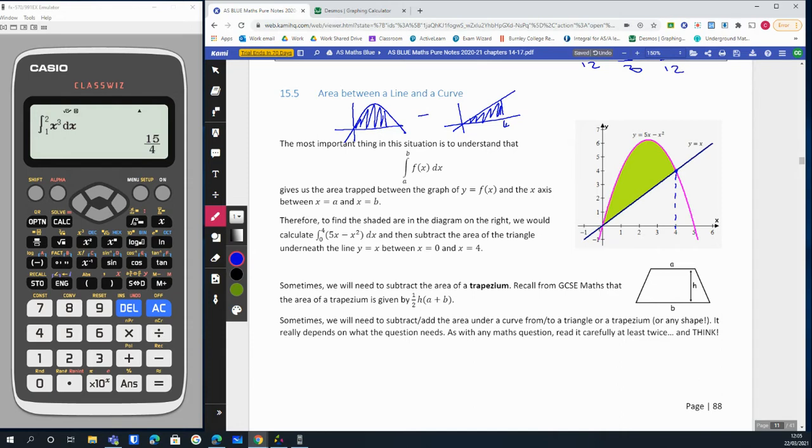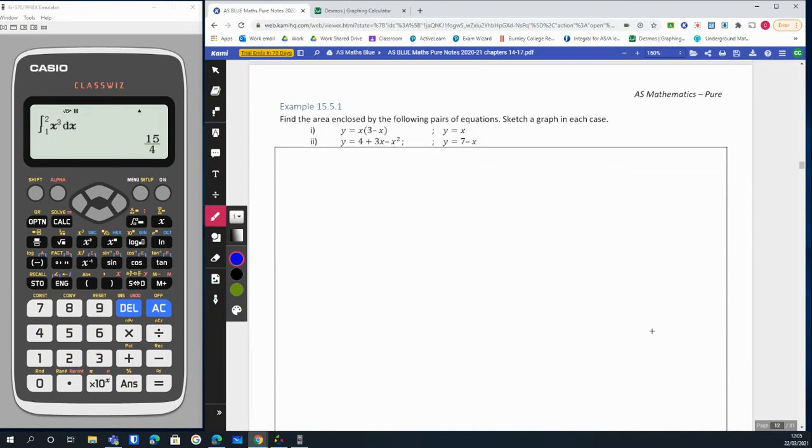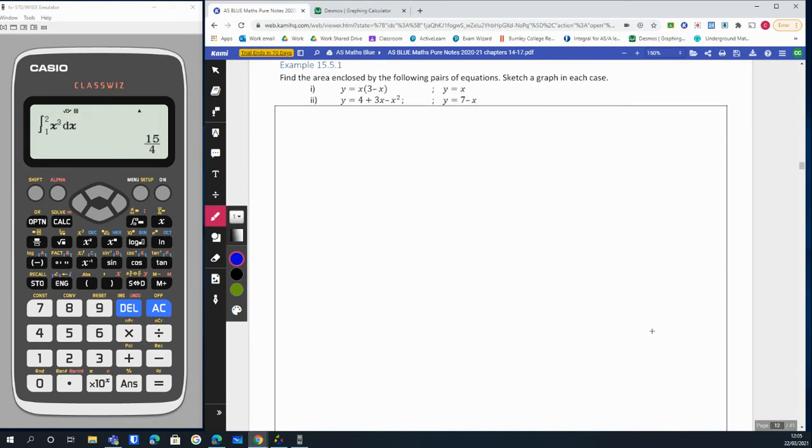Okay, so it's just a case of get a good diagram, look at the areas that you are dealing with, try and get into your head you're going from curve down to axes, and then you should be able to build up what your subtraction needs to be. So let's have a look at this example first of all.